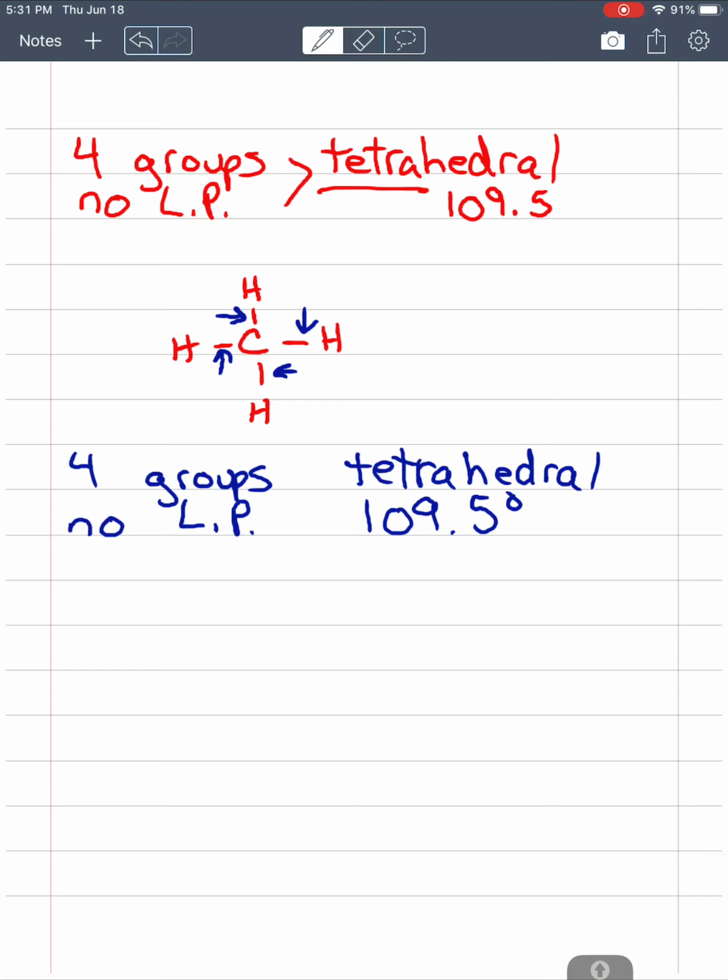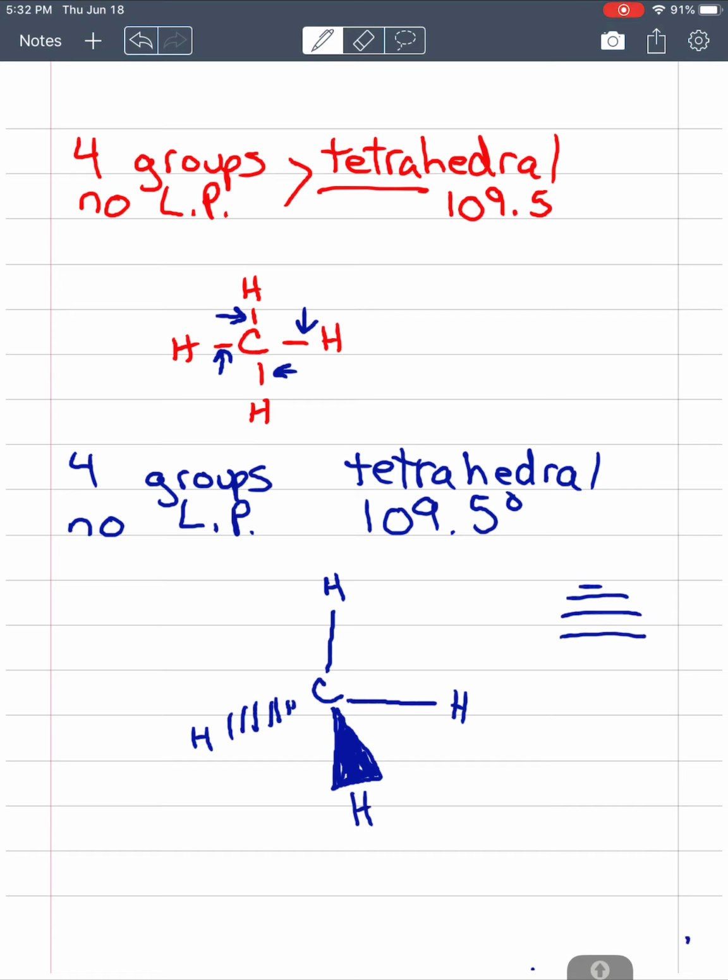All right, and its shape looks kind of like this, with one hydrogen going into the page, one in the plane of the page, and one kind of coming out at you. So when you see this, this is called wedge and dash. It's a wedge and dash structure.